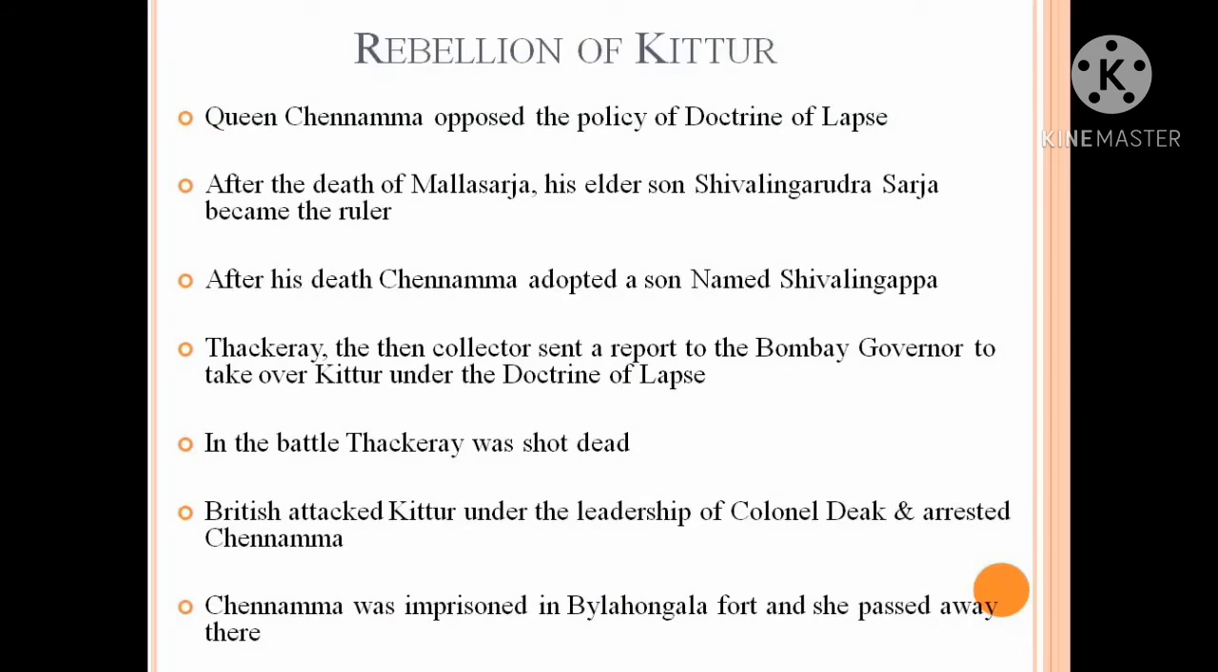Next, we have to discuss the rebellion of Kittur. We can't forget this. Kittur Rani Chennamma, how can we forget? The brave woman of Karnataka who fought against the British. Queen Chennamma opposed the British when they tried to occupy Kittur on the basis of the doctrine of lapse. After the death of Mallasarja, Chennamma's husband, Mallasarja's elder son, Shivalinga Rudra Sarja, became the ruler.